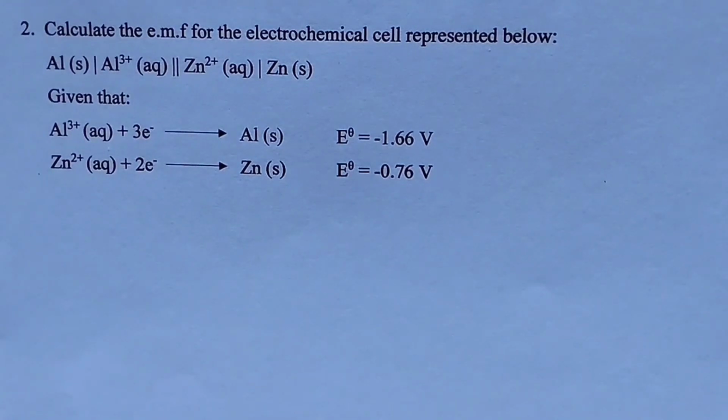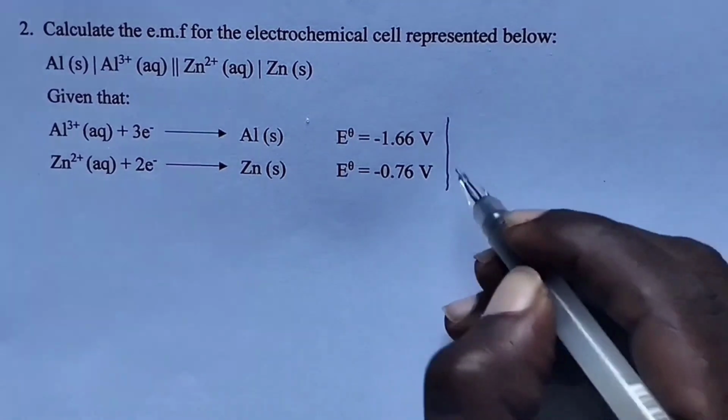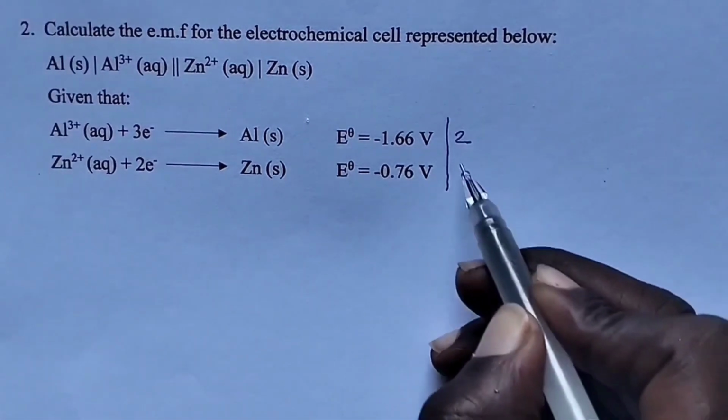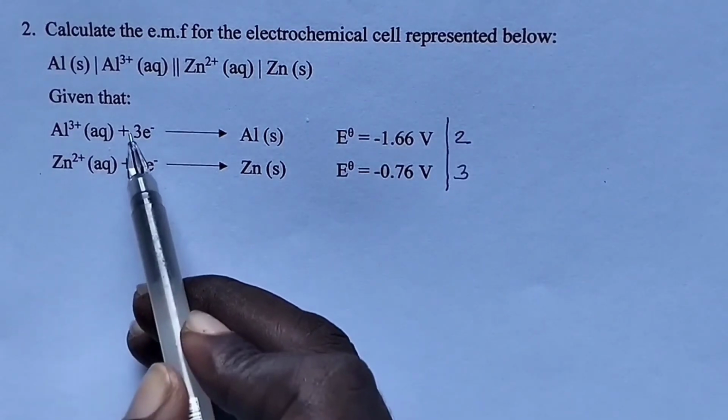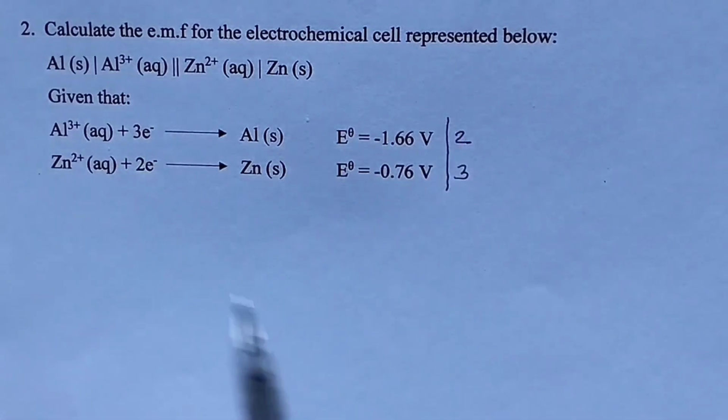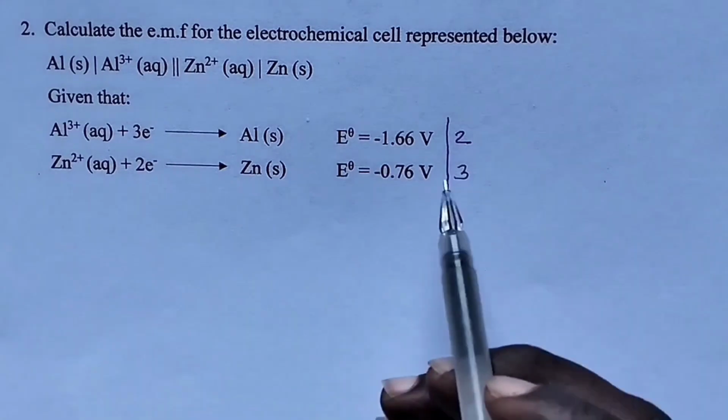The first step, we are supposed to make the 2 electrons the same. So what we can do is multiply here by 2, then multiply here by 3. Because here we have 2 electrons, we put that there. Here we have 3 electrons, we put that here. Then we reverse the ionic equation.